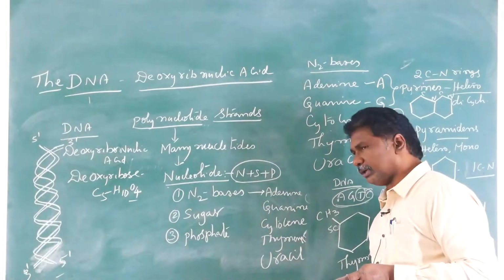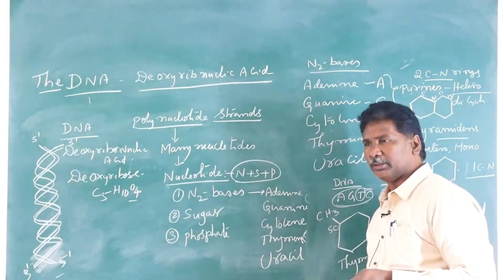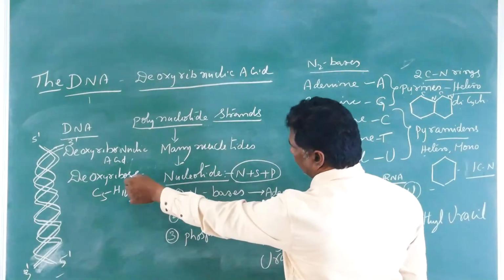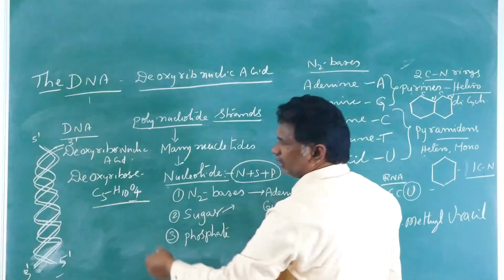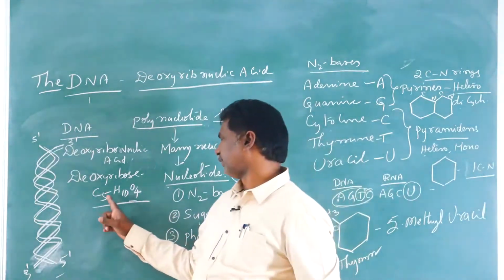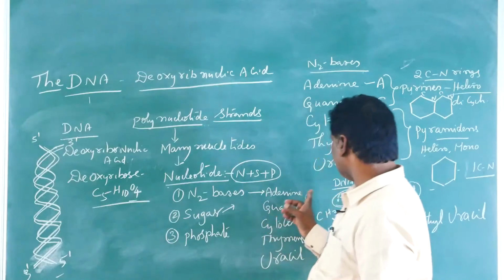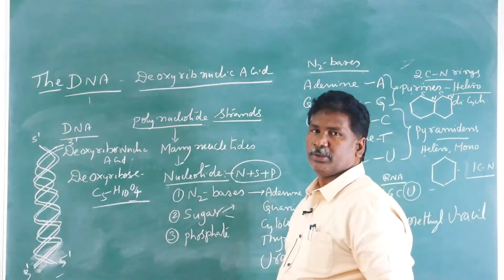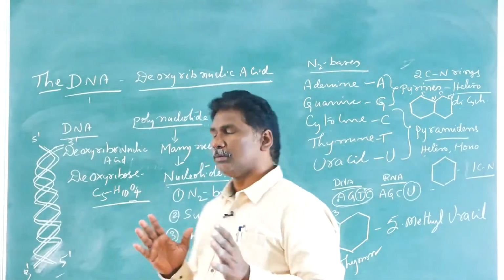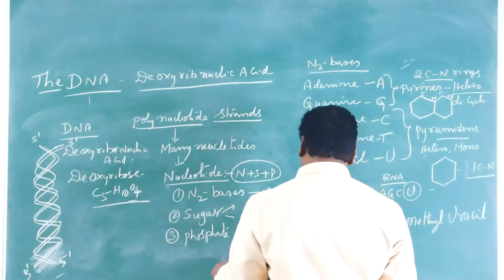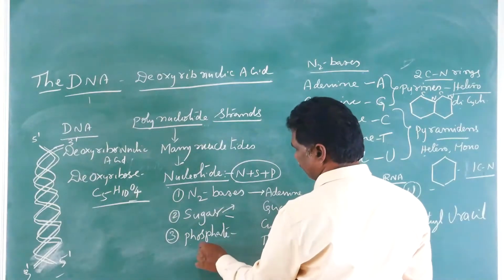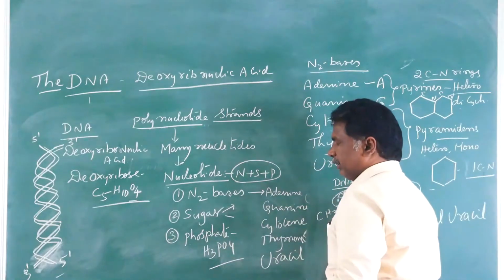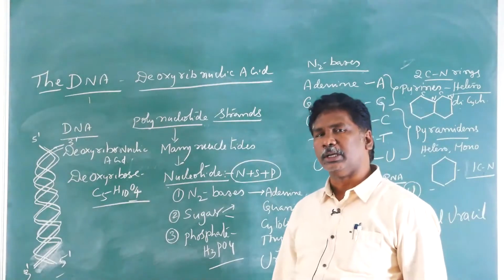Okay, now the nitrogen bases are covered. Next, the sugar. Which type of sugar? You know very well. In DNA, deoxyribose sugar is present, that is C5H10O4. In RNA, ribose sugar, C5H10O5. Next, phosphate. Phosphate is available in the form of phosphoric acid.